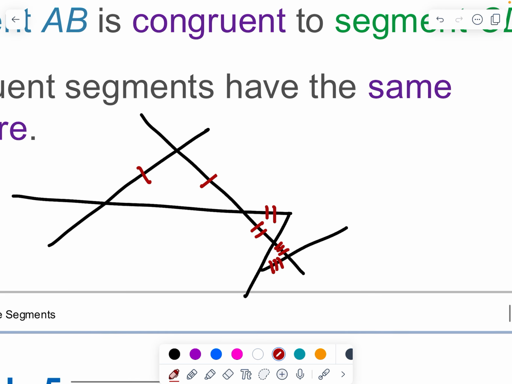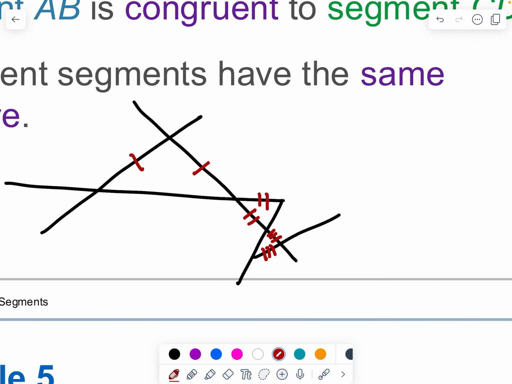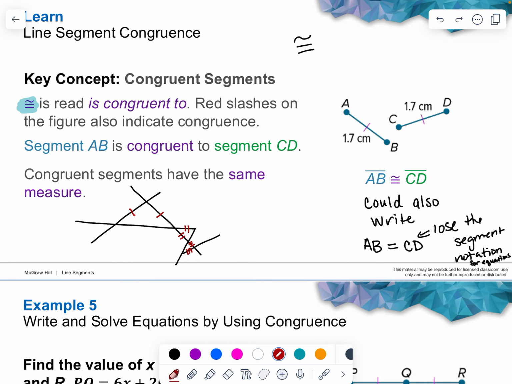Okay. Notice I keep adding hash marks, because I want to be very clear on which is congruent to which. So I'm not going to put singles for all of them, but it's kind of like a game of matching. So these ones match together, these ones match together, and these ones match together. That's how those congruent marks work. They also work the same way for angles.